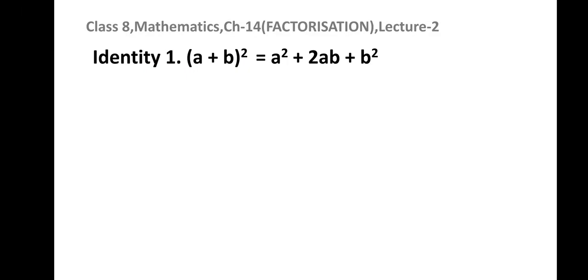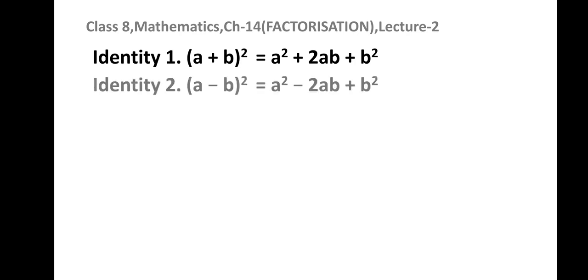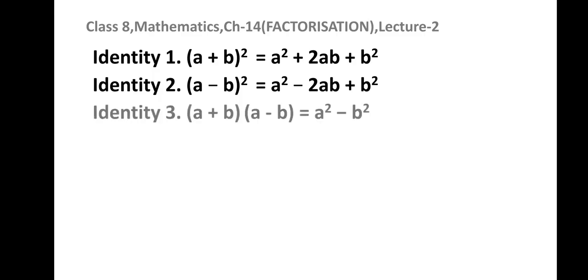Let us recall the identities. This is identity number 1: (a plus b) whole square is equal to a square plus 2ab plus b square. In the second identity, we have a minus sign in between the two terms. That is (a minus b) whole square is equal to a square minus 2ab plus b square. Now the third identity is (a plus b) into (a minus b) is equal to a square minus b square.